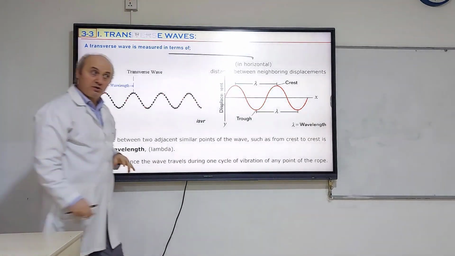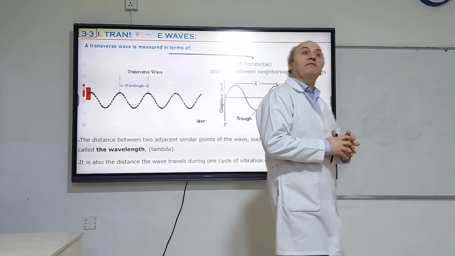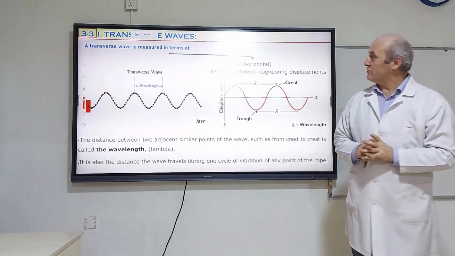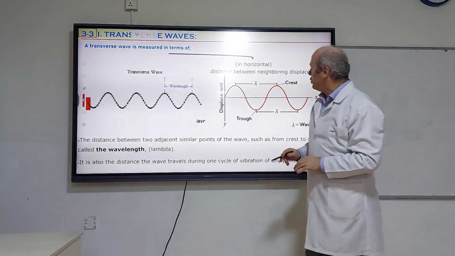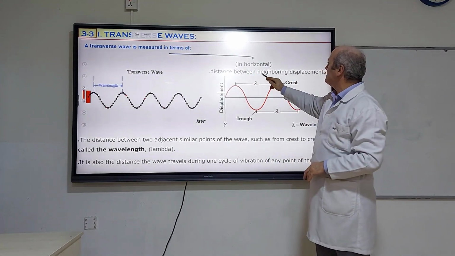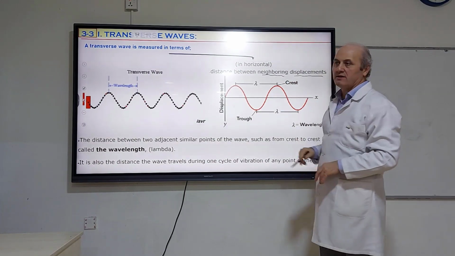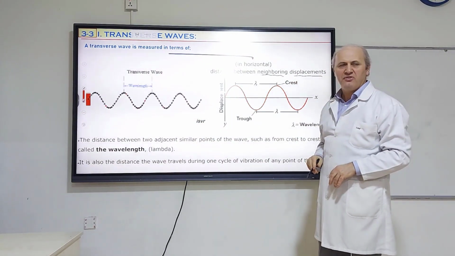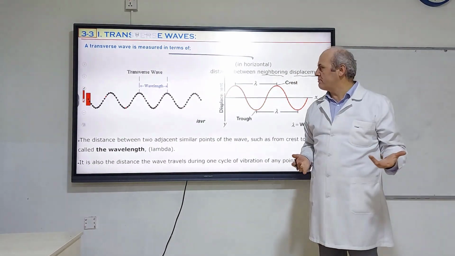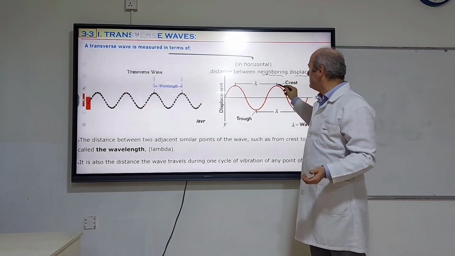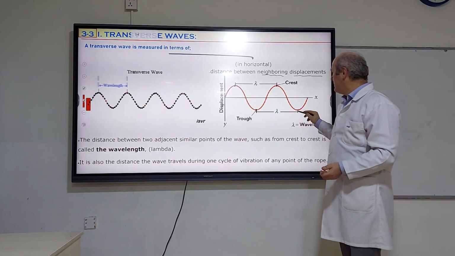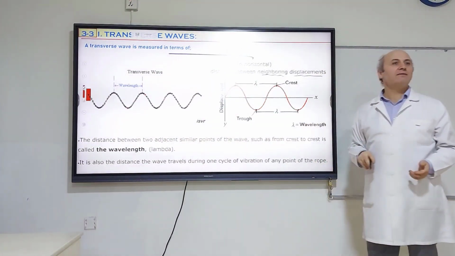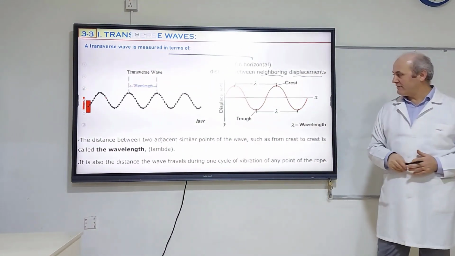And we are also going to measure the wave in horizontal, which is called wavelength. The distance between neighboring displacements is called wavelength. What does neighboring mean? From one crest to the next crest, from one trough to the next trough. This length is called wavelength.